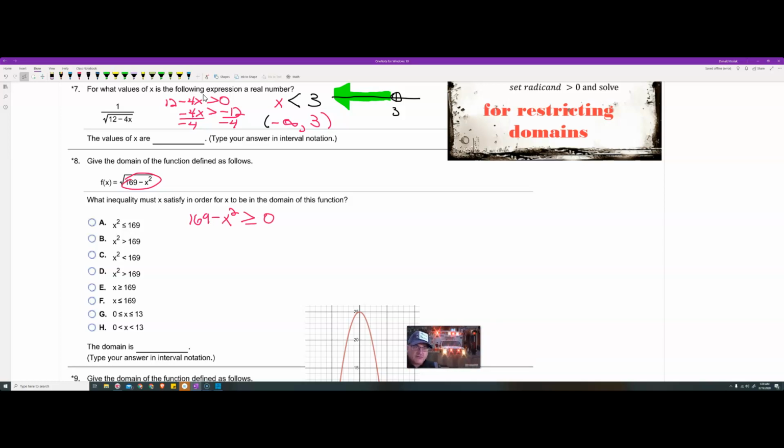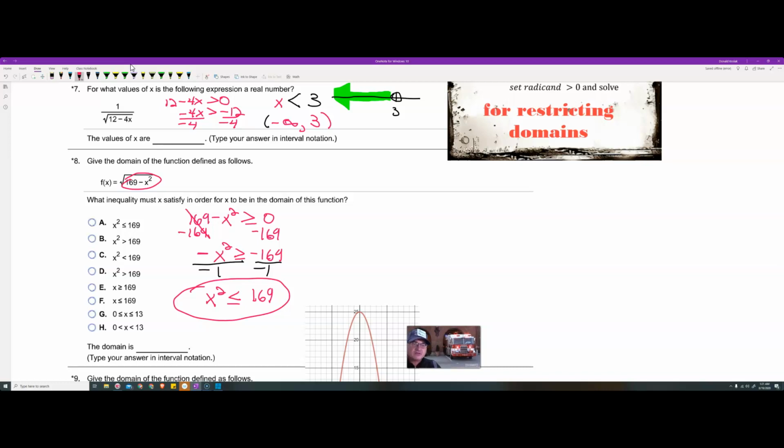Now, if I was going to solve this, I would move 169 to the right, and I get negative x squared is greater than or equal to negative 169. Then I divide by a negative number, negative 1, and that tells me I have got to reverse my inequality. So I want to come up with all the values of x that are less than or equal to 169.